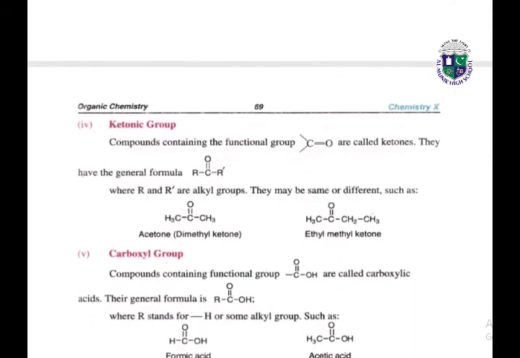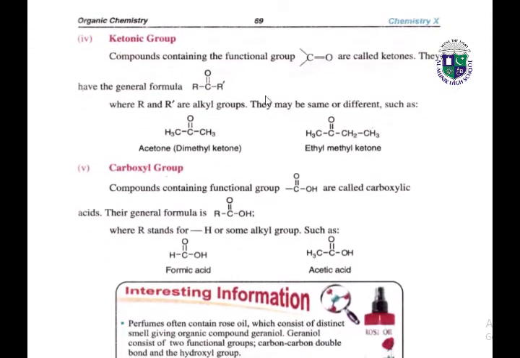Next we have the ketonic group. Compounds containing this functional group, with a carbon single bonded to two groups and double bonded to O, are called the ketones. Their general formula is RCOR', where R and R' are alkyl groups. They may be the same or different, such as the examples of acetone, dimethyl ketone, and ethyl methyl ketone.